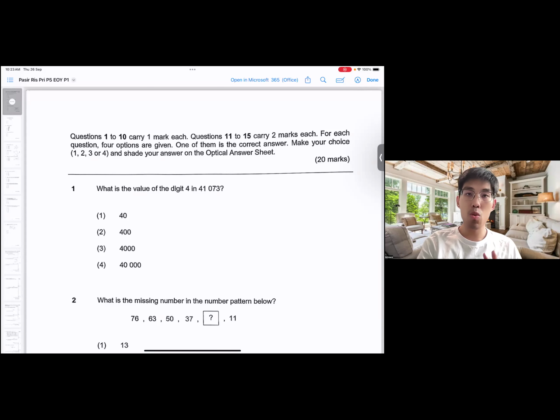Okay, today we are going to do P5 Maths. This time we are going to do Pasir Ris Primary. This paper was done last year, so it's the 2023 end of year paper. So I'll use this paper to run through. Today is for P5.